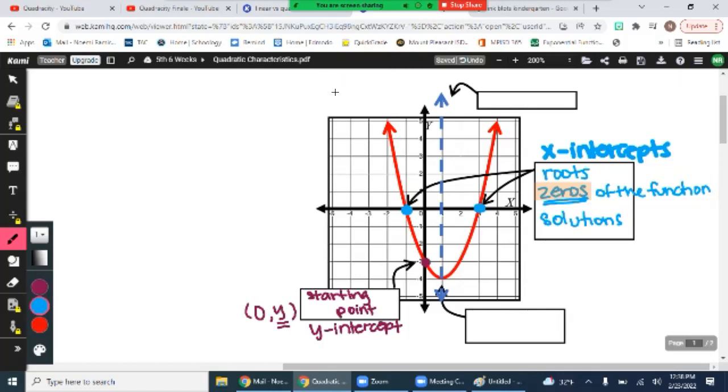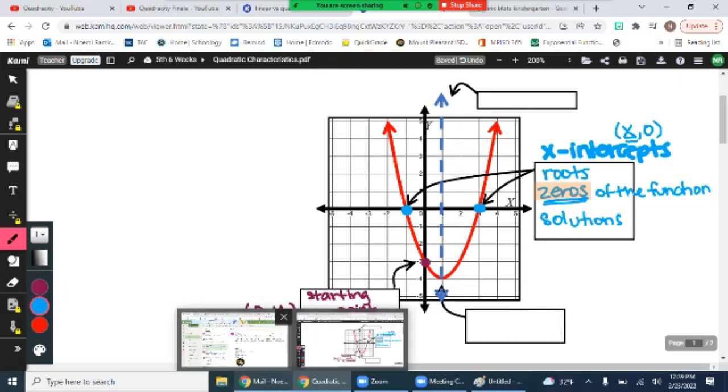Versus if it's an x-intercept, what would it be? Your x value, then 0. For every x-intercept, you're going to have an x value and 0. For a y-intercept, it is 0 and your y value.